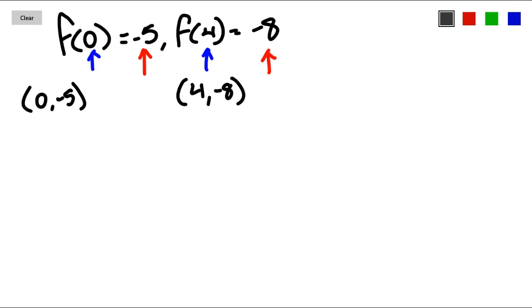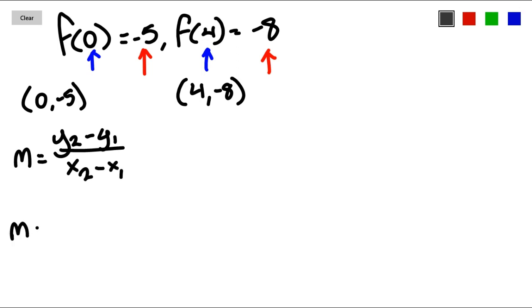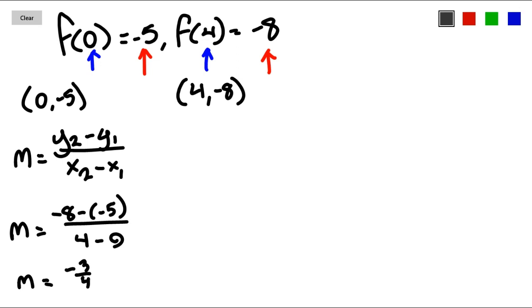If I want to find a slope, I can use the formula m is equal to y2 minus y1 divided by x2 minus x1. Plugging in the points, I have the slope is equal to -8 minus -5 divided by 4 minus 0. And then finally, that gives me that the slope is -3 over 4.